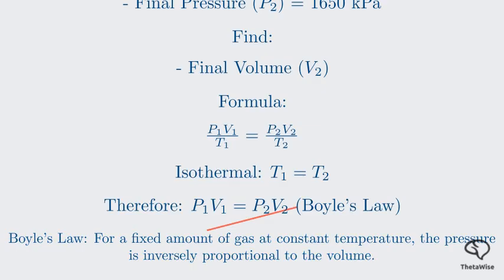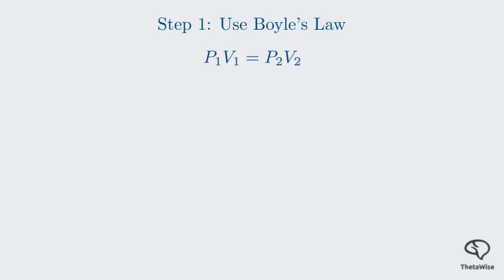Let's solve for V2. We'll use Boyle's law to calculate the final volume. Our equation is P1V1 equals P2V2. We need to solve for V2. To isolate V2, we divide both sides of the equation by P2. This gives us V2 equals the product P1V1 divided by P2.